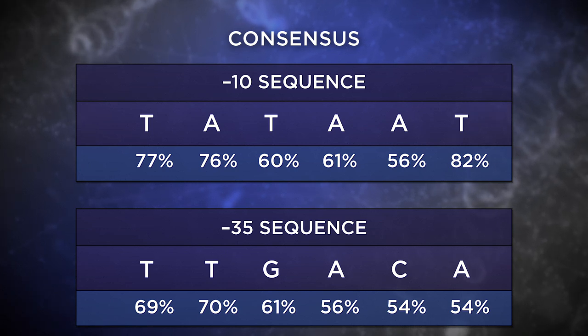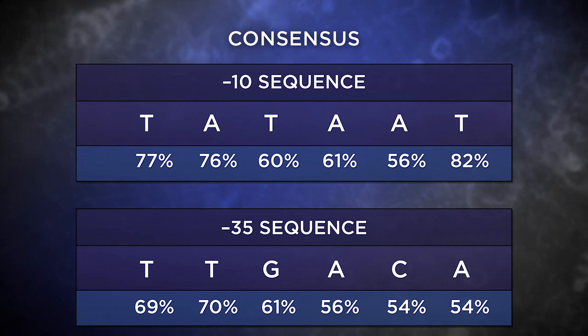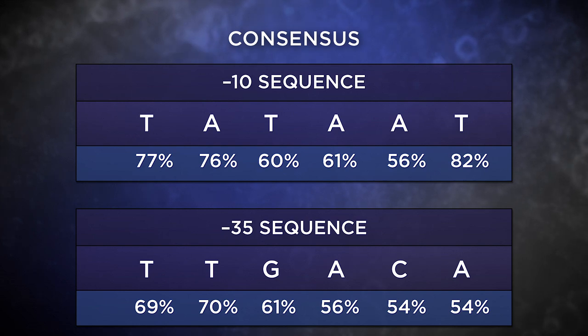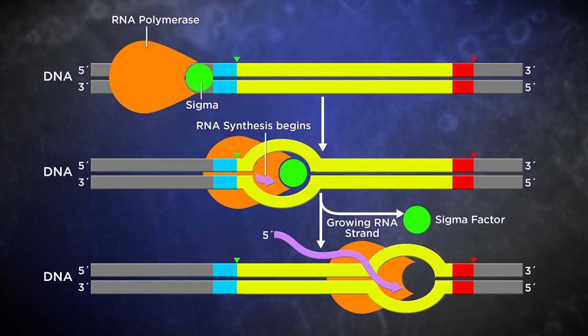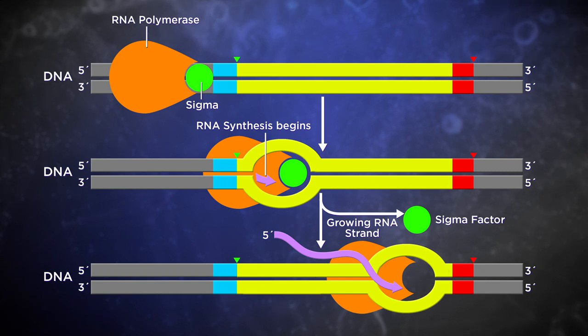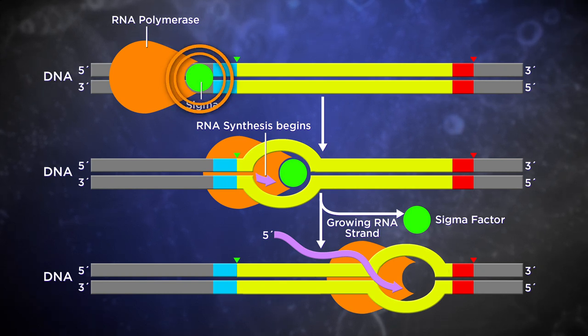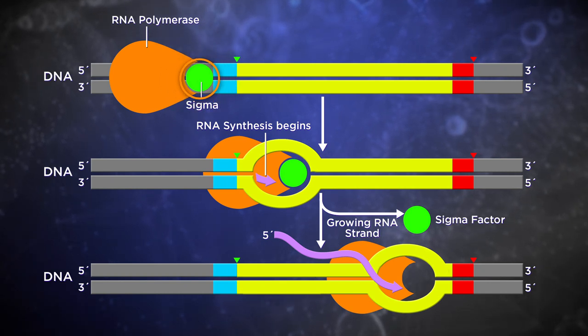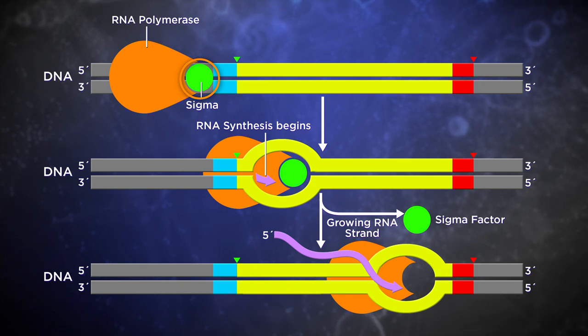The sequences centered at -10 and -35 are recognized and bound by RNA polymerase before transcription begins. RNA polymerase of E. coli contains several polypeptide chains. One subunit that's temporarily attached is called sigma. Sigma can attach to the -10 and -35 sequences in the promoter.